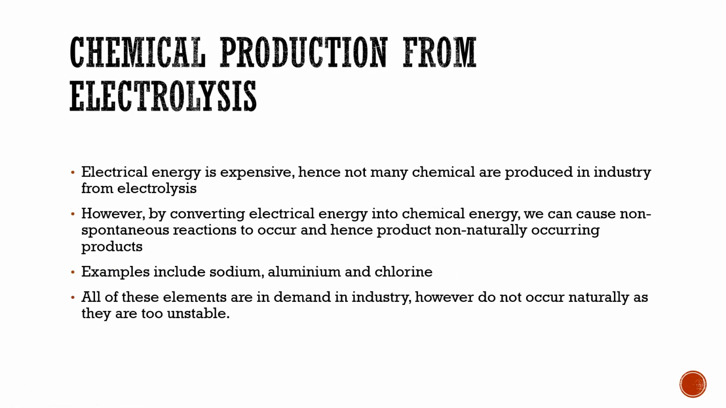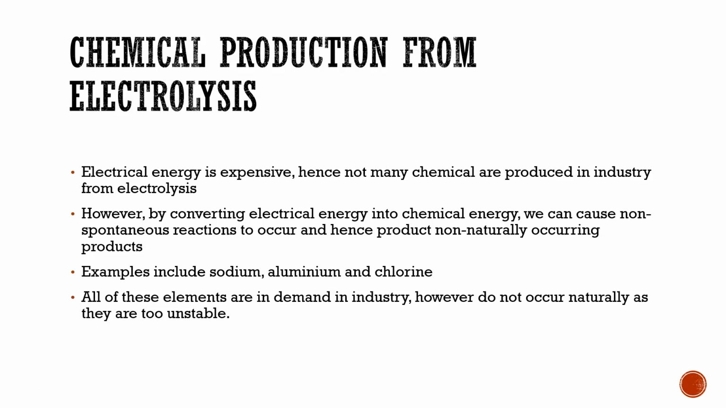So when we're talking about electrolysis in industry, it's usually to produce particular chemicals. Electrical energy is expensive to produce. We know this because of the lack of efficiency we see in most fossil fuel-based generations of electricity, so 20 to 30%. And we don't want to spend too much money producing chemicals that are going to be sold for cheap. So not a lot of chemicals are produced in industry from electrolysis. It's used for ones that we can't obtain any other way.